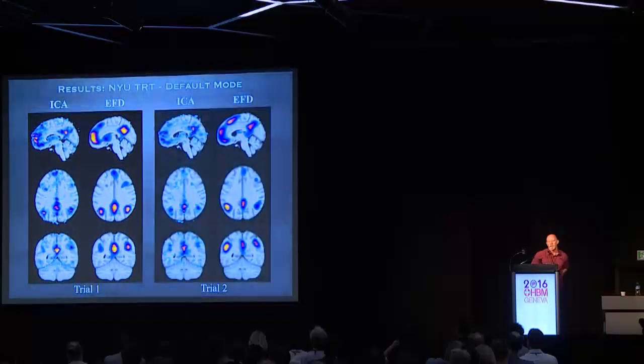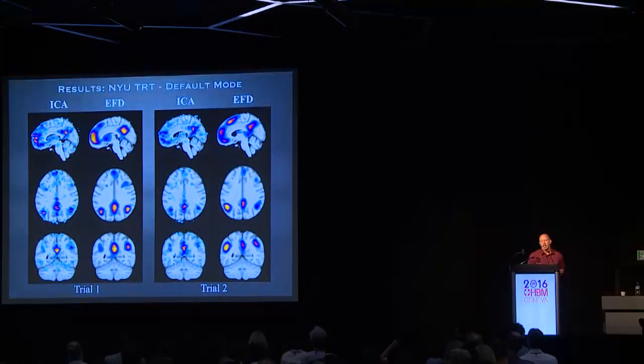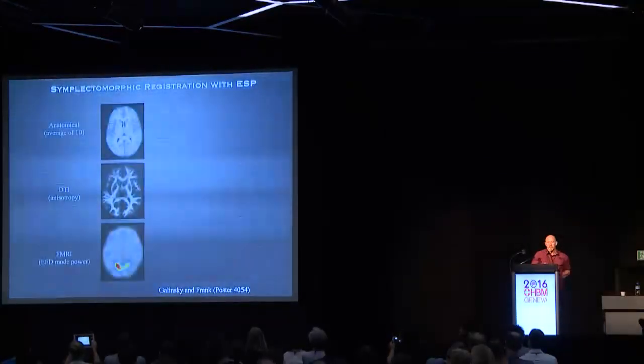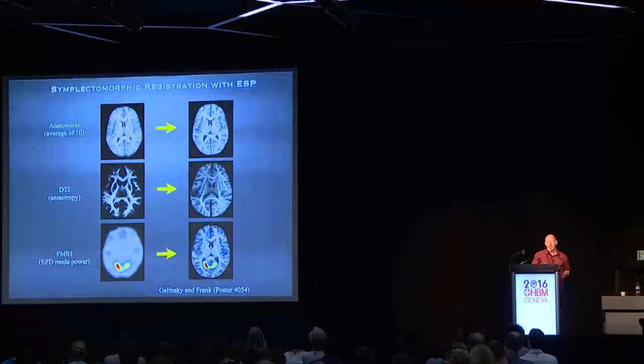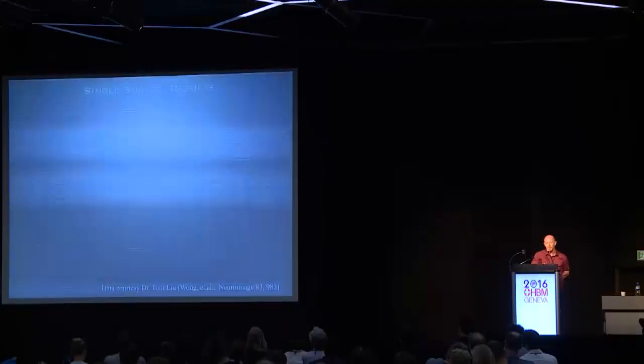So here's some data, NYU test-retest data. On the left is trial 1, on the right is trial 2, and this is pretty typical of EFD results on a single subject. You get very well-localized activation regions. Those are not processed any more than what I just described. There's no filtering of the noise or anything funky like that. So it shows you that you get very clear activations on a single subject. By the way, these were registered using a new registration algorithm that registers different modalities, and that's poster 4054.